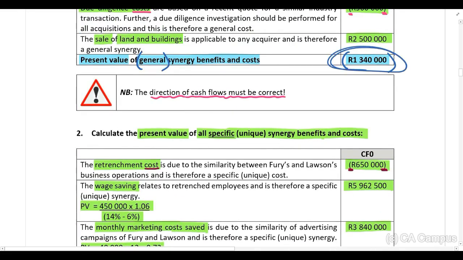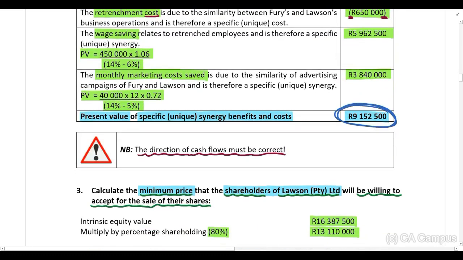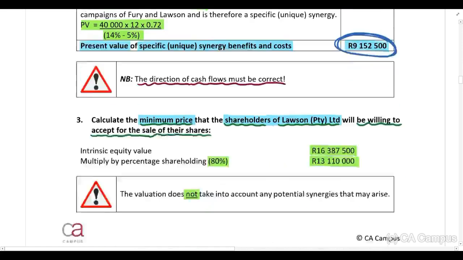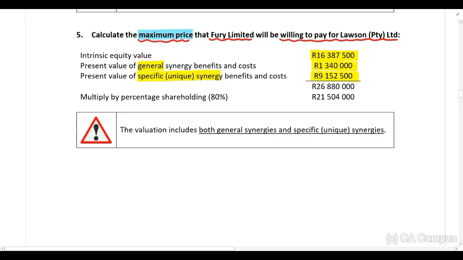There's the value of the general synergies and costs. There's the value of the unique or the specific synergies and costs. So just add those. Because we are calculating the maximum price, we include both general synergies and also specific or unique synergies in the calculation. And everything's included before you multiply by the percentage shareholding. So get a subtotal, multiply by the percentage shareholding, and you have the maximum price.